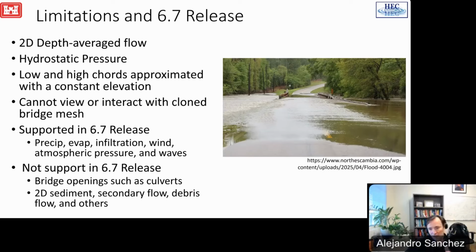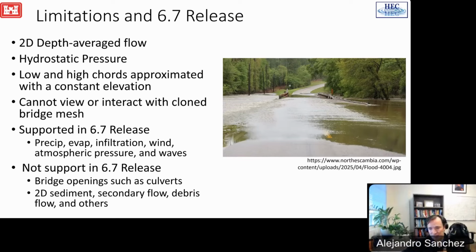So now I want to talk about some limitations, right? Obviously, even though it's a 2D by 2 approach, it's better than having just one layer. It is still depth averaged, and we have a hydrostatic pressure approach. We do try to handle plunging flow in a more sophisticated and accurate way, but it is approximate. The high and low chords of the bridge are approximated with constant elevations.